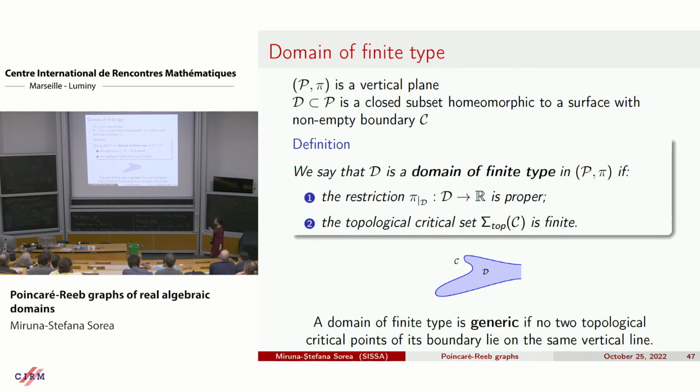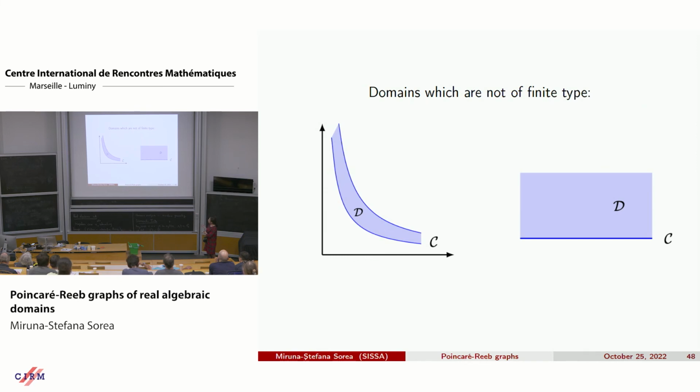So if you consider domains of finite type and you apply the Poincaré-Reeb construction, you get a nice planar graph with finitely many vertices. Genericity, again, if we don't have bitangency. And this here is an example of domains which are not of finite type, because the first condition is not satisfied. There is no properness of the projection.